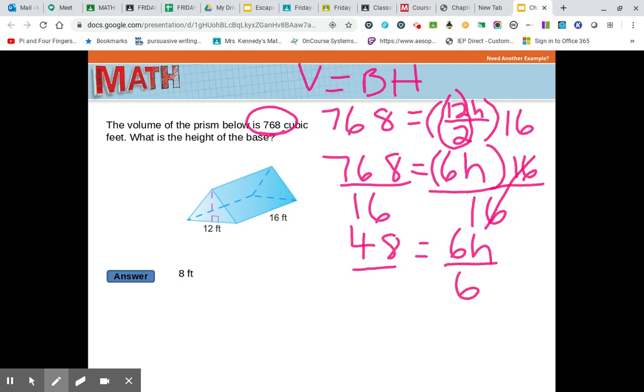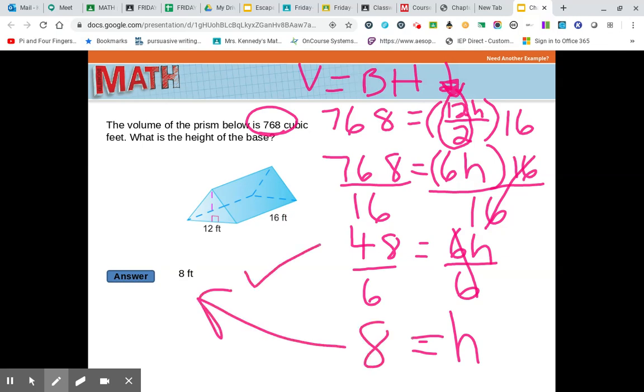Divide both sides by 6. This isn't as many steps, I guess, because we were able to simplify up here. If we didn't, then it would have been a crazy amount of extra steps. But simplify, that turns into 1h. And 48 divided by 6 is 8. There we go.